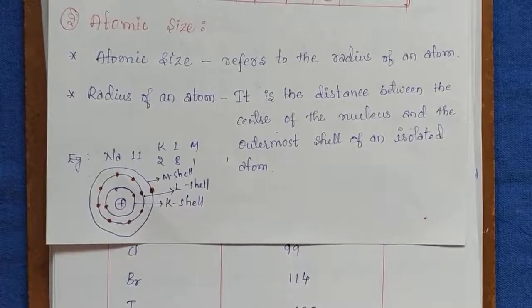Hello children. In the previous class we started on trends in the modern periodic table. Under this heading we studied what valency is, how to calculate the valency, and how it varies along the group and across the period. In this video we will learn what atomic size is and how it varies along the group and across the period.